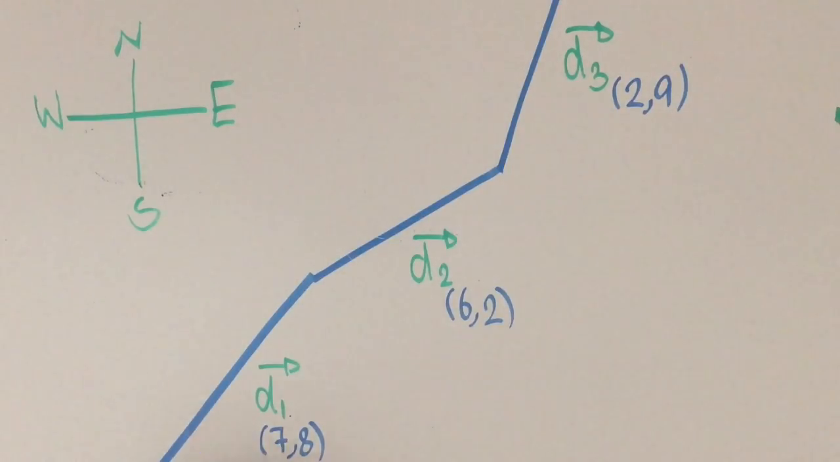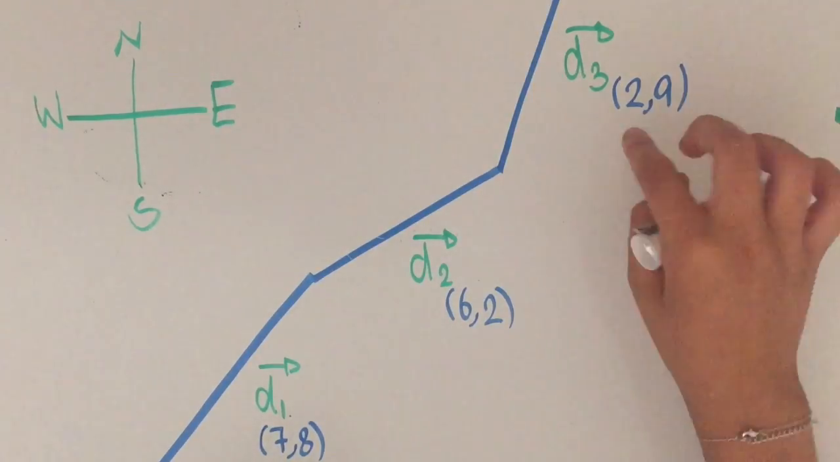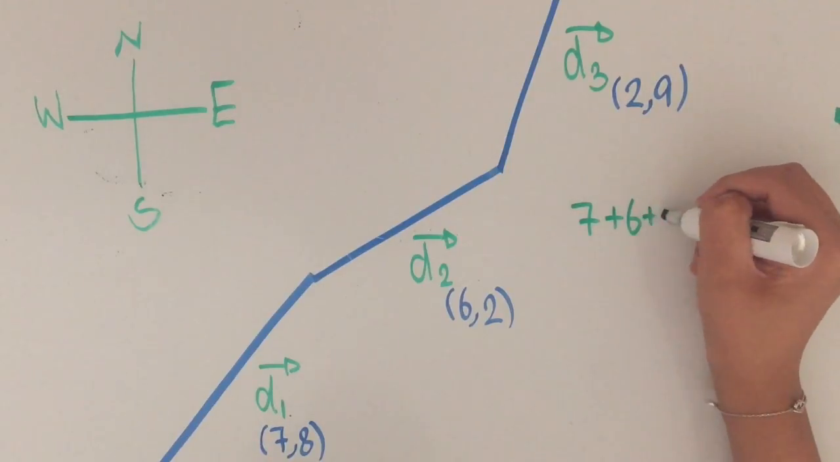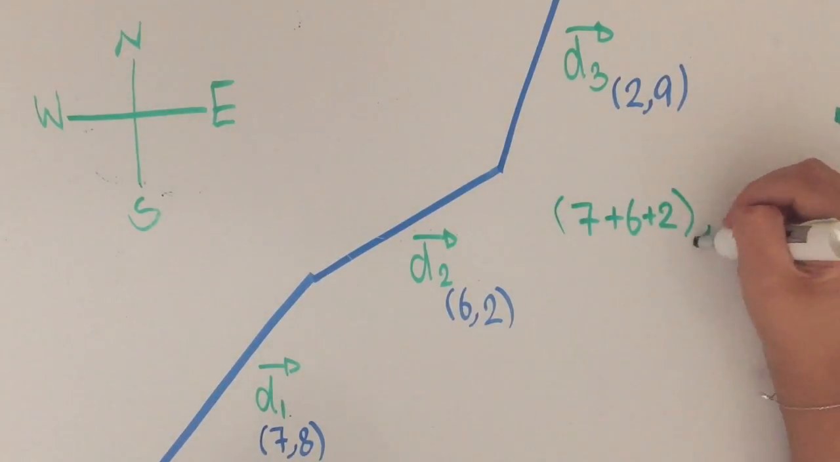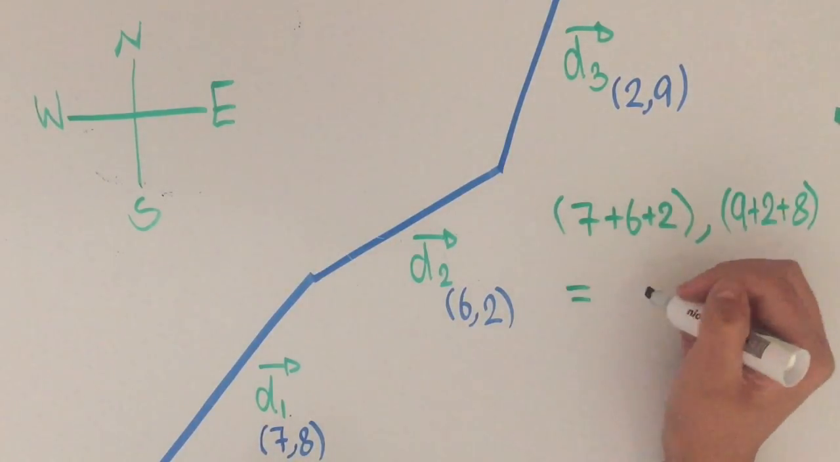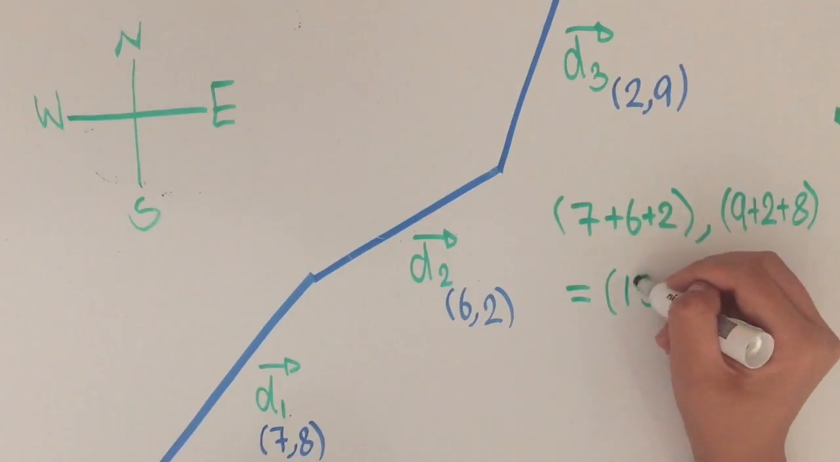In order to find the total distance he has walked in the 3 days, you add the coordinates together. Therefore, you add the x-coordinates, so it will be 7 plus 6 plus 2, and the y-coordinates, 9 plus 2 plus 8. This then will give us a coordinate of (15, 19).